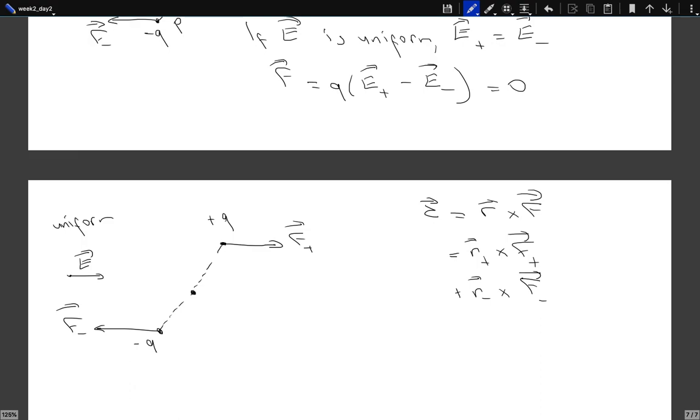So what is the direction of R cross F? R plus cross F plus is into the screen. What about this one, R minus cross F minus? What is the direction of this one? The same. This is the R vector, F minus is in that direction, and this is the direction of the cross product.